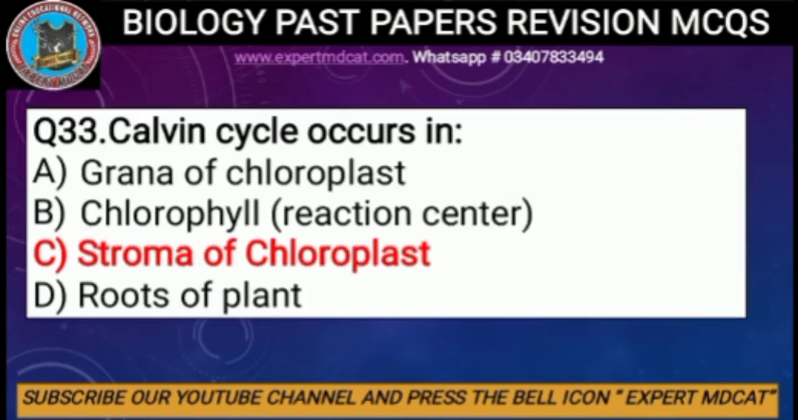Question number 33: the Calvin cycle occurs in. Options are grana of chloroplast, chlorophyll, stroma of chloroplast, roots of plant. Here the correct option is C, that is stroma of chloroplast, because the Calvin cycle or dark cycle occurs in the stroma of chloroplast, while the light reaction occurs in the grana of chloroplast.